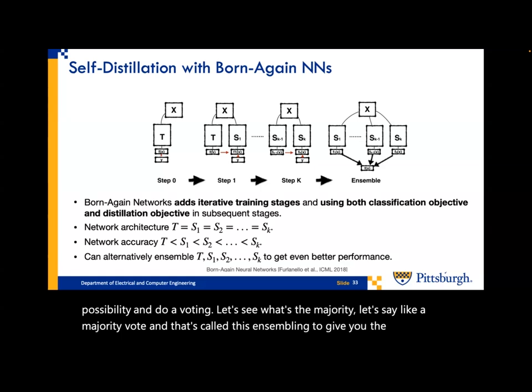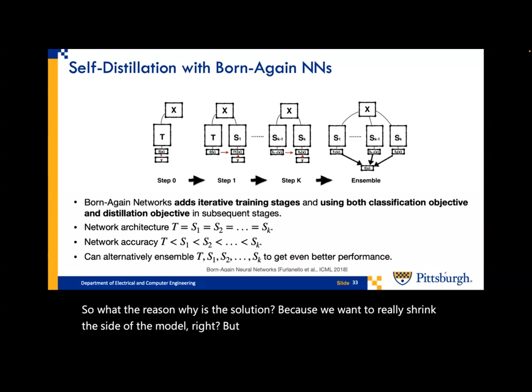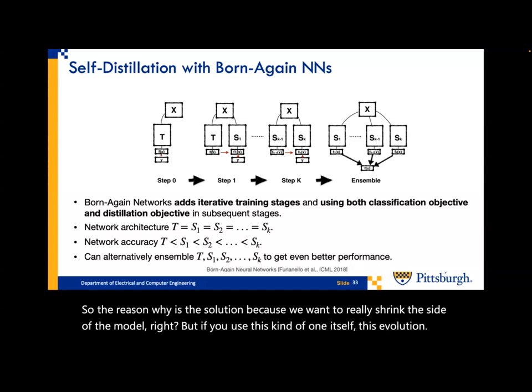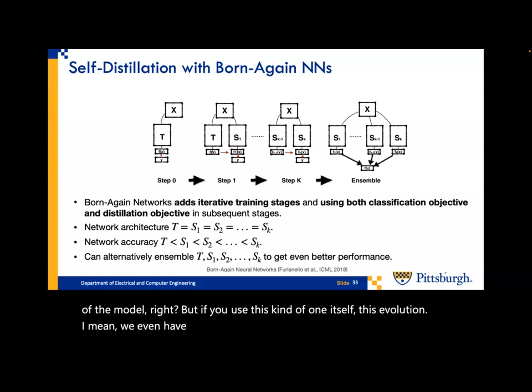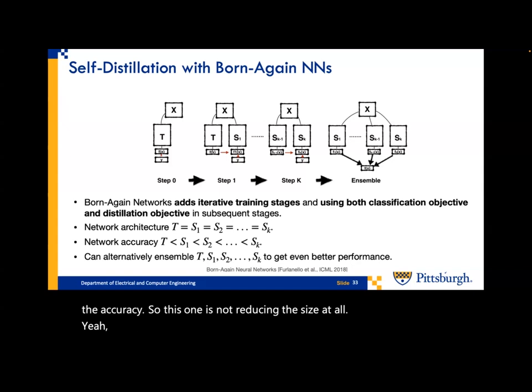Yes. So the reason why it is called distillation is because we may want to shrink the size of the model, right? But if we use this kind of self-distillation, we even have more parameters. So the purpose of this one is to improve the accuracy. This one is not reducing the size at all.